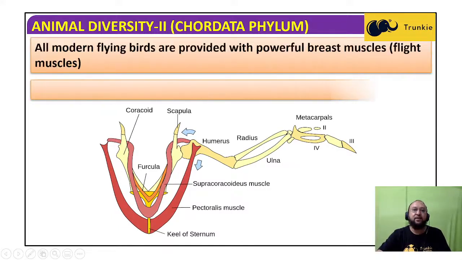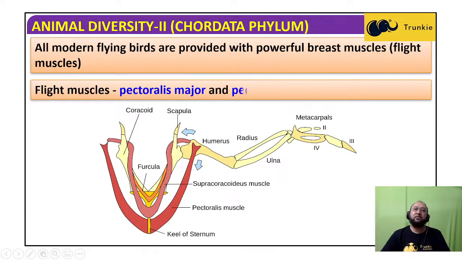All modern flying birds are provided with powerful breast muscles, the flight muscles, and the flight muscles are pectoralis major and pectoralis minor. Just remember, pectoralis major and pectoralis minor. So the pectoralis muscle is attached to the sternum, and it has two categories: pectoralis major and pectoralis minor.